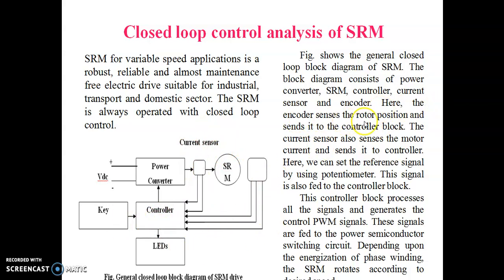Here the encoder senses the rotor position and sends it to the control block. The current sensor also senses the motor current and sends it to the controller. Here we can set the reference signal by using a potentiometer. This signal is also fed to the controller block. So this controller block processes all the signals and generates the control PWM signals. These signals are fed to the power semiconductor switching circuit. So depending upon the energization of phase winding, the SRM rotates according to the desired speed.